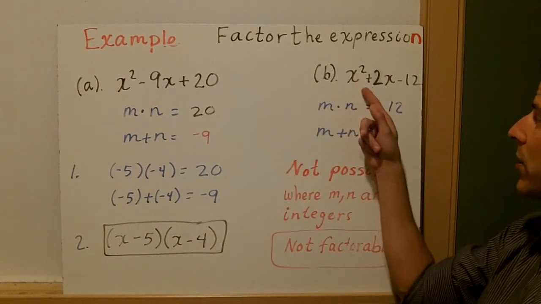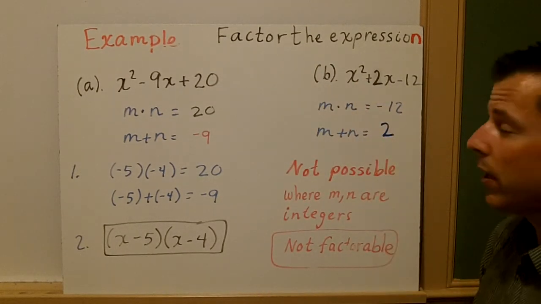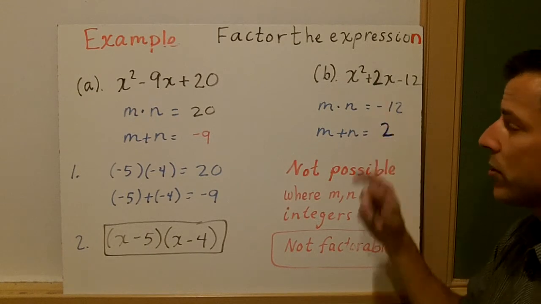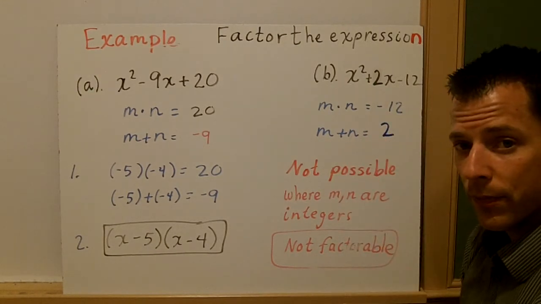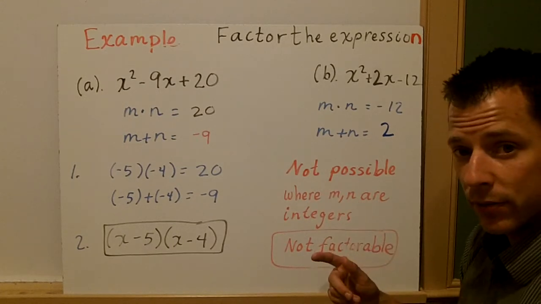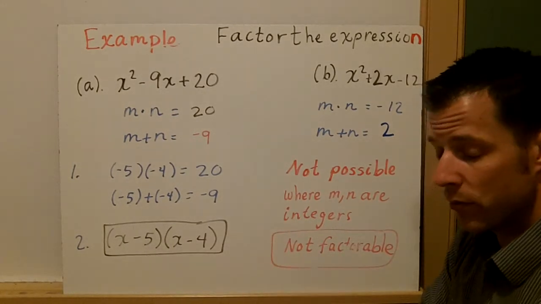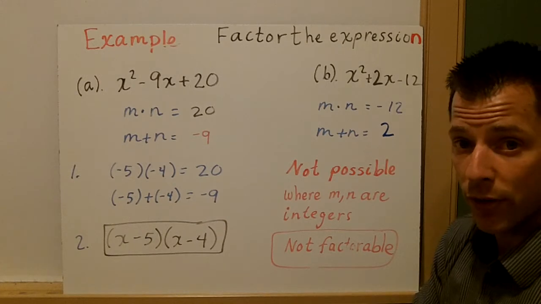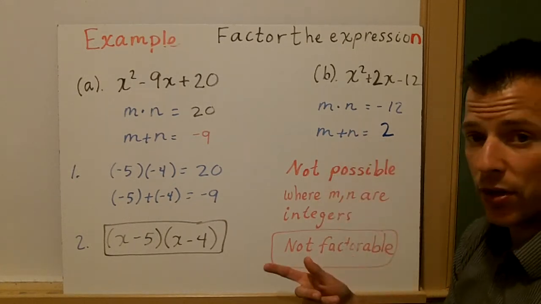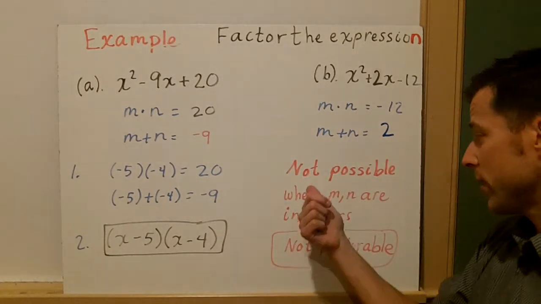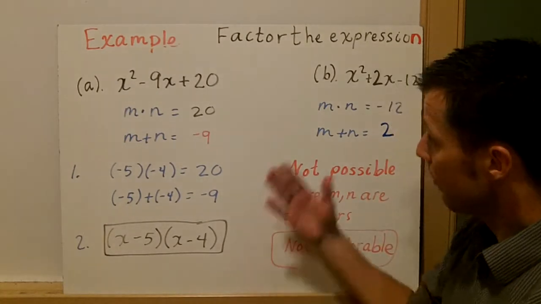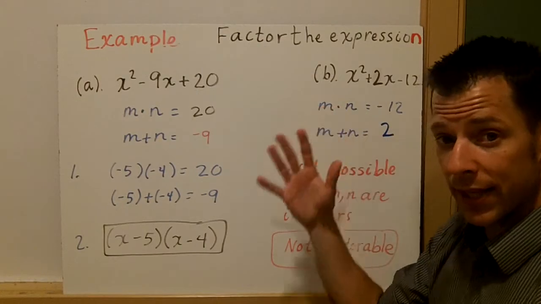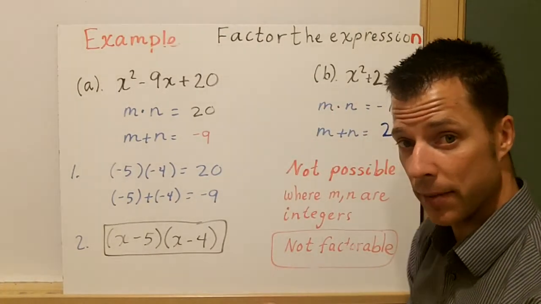So in part B we have x squared plus 2x minus 12. So I'm looking for two numbers whose product is negative 12, whose sum is 2. That's not possible. I think of the factors of 12. 12 and 1, 6 and 2, 4 and 3. None of those add to be 2. So I can't factor this. So we say this is not possible, or we say it's not factorable. So I wanted to show you real early on that not everything is factorable, and that's okay.